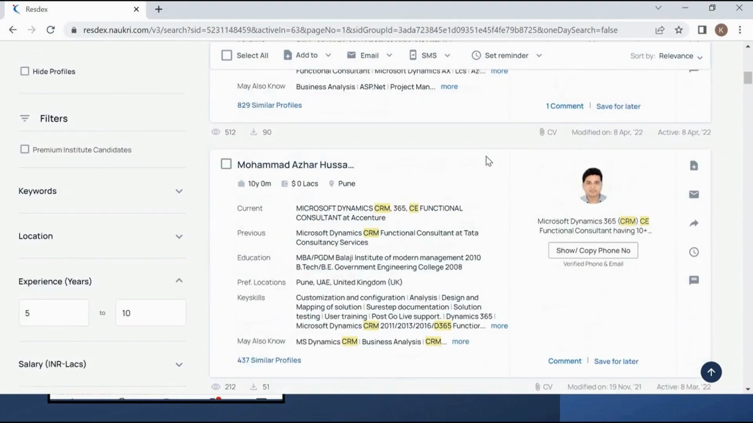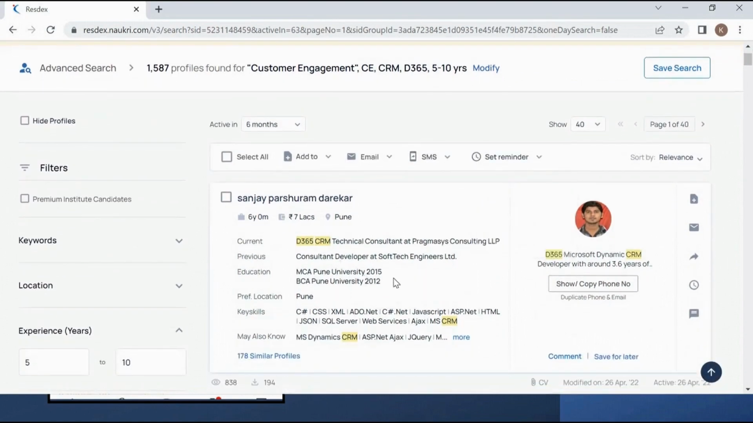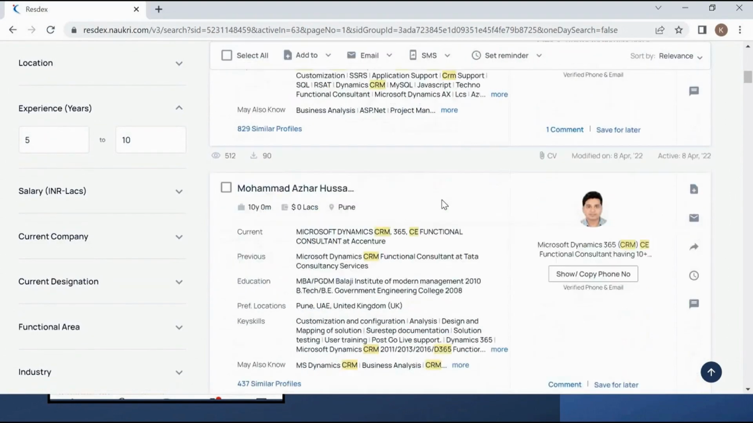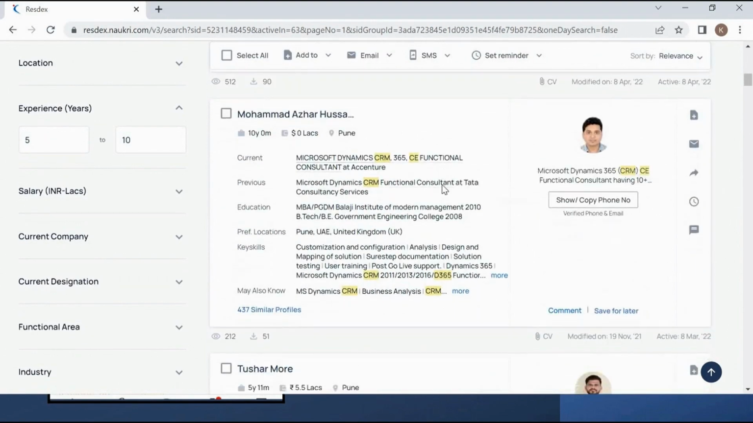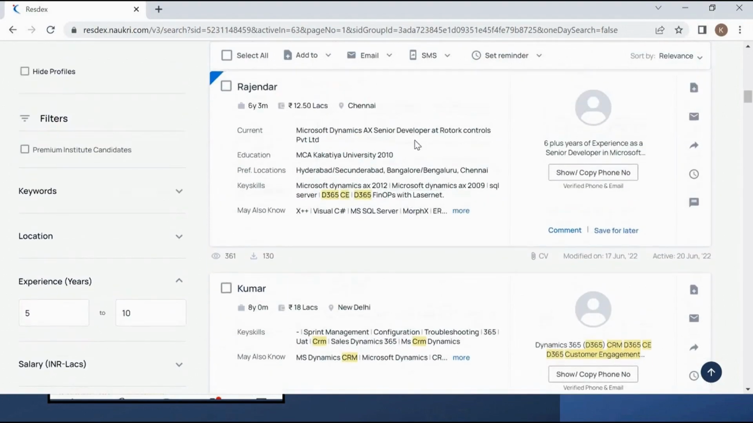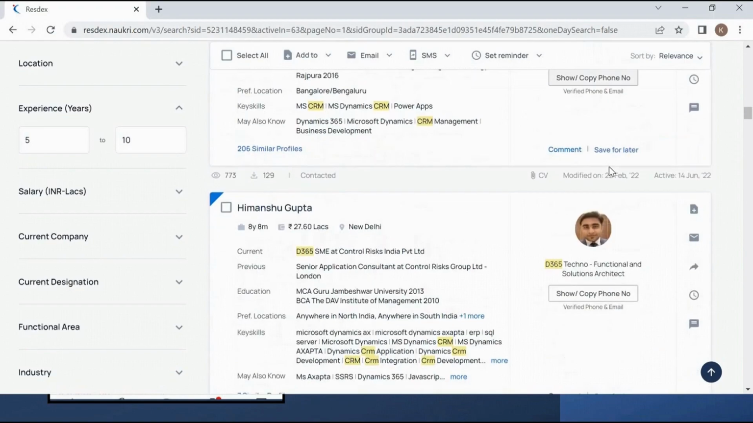So friends, what I told you earlier, that in this requirement we generally find people who are technical and who are functional as well. In the first resume there is a technical person, but in the third resume you have seen a functional consultant. The last is also a functional consultant. If I go downside, this is a developer, meaning a technical person. This is also a technical person. Let me go down.